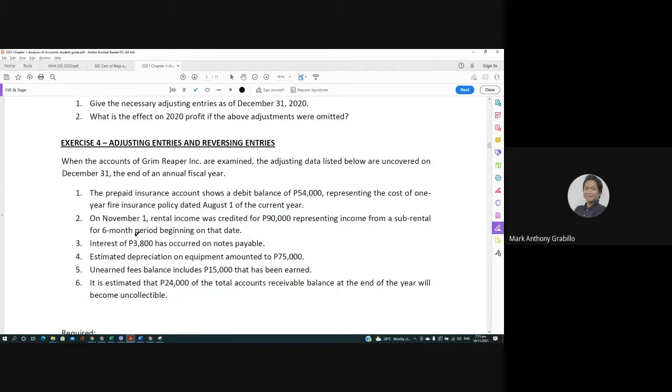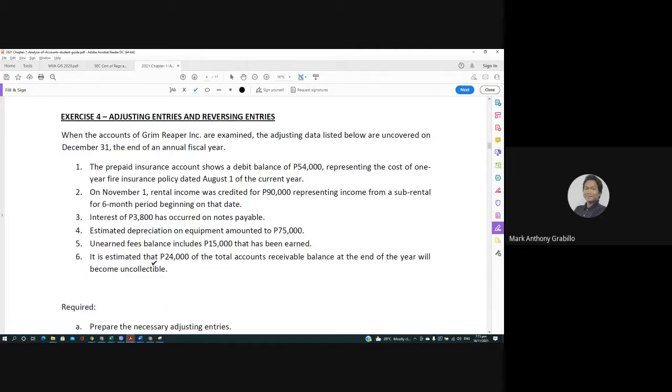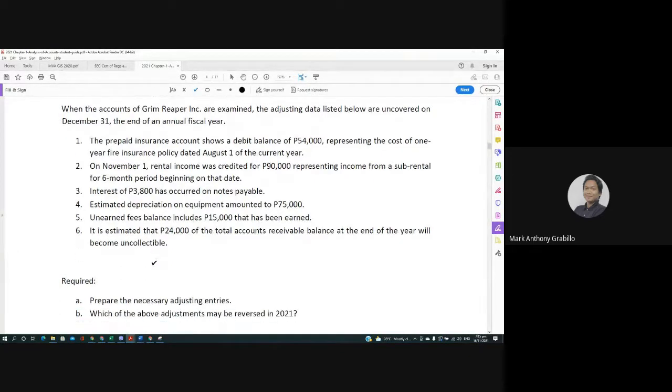Number 2, on November 1, rental income was credited for 90,000, representing income from a sub-rental for a 6-month period beginning on that date. Number 3, interest of 3,800 has accrued on notes payable. Number 4, estimated depreciation on equipment amounted to 75,000 pesos. Number 5, unearned fees balance includes 15,000 pesos that has been earned. Number 6, it is estimated that 24,000 of the total accounts receivable balance at the end of the year will become uncollectible. Anong requirement?